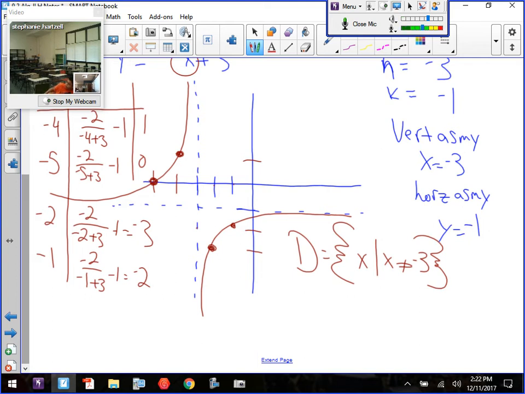So your domain is all values of x. That vertical upright stands for such that x can't equal negative 3. And for the range, it would be all values of y such that y is not equal to negative 1.